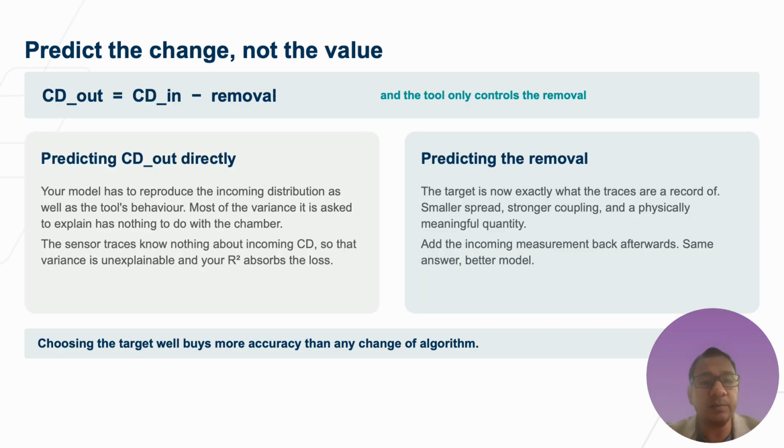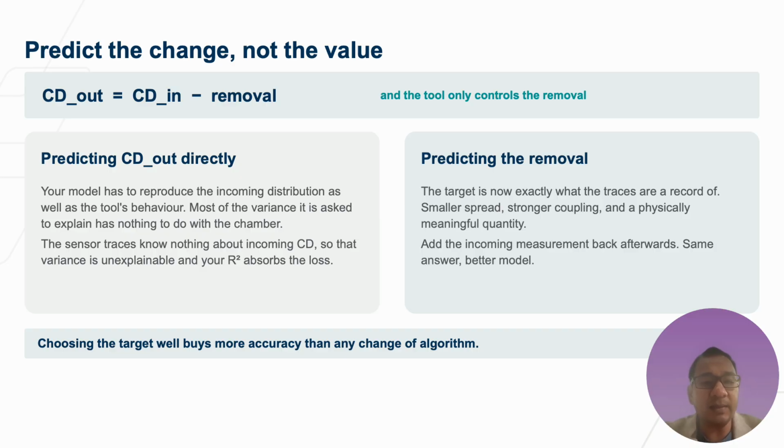Let us write that down because it is the most useful single trick in this lecture. CD out equals CD in minus removal, and the tool controls only the removal. If you predict CD out directly, your model has to reproduce the incoming distribution as well as the tool's behavior. Most of the variance you are asking to explain has nothing to do with the chamber, and the sensor traces know nothing about the incoming CD. That variance is therefore unexplainable from your features, and your R squared absorbs the whole loss.